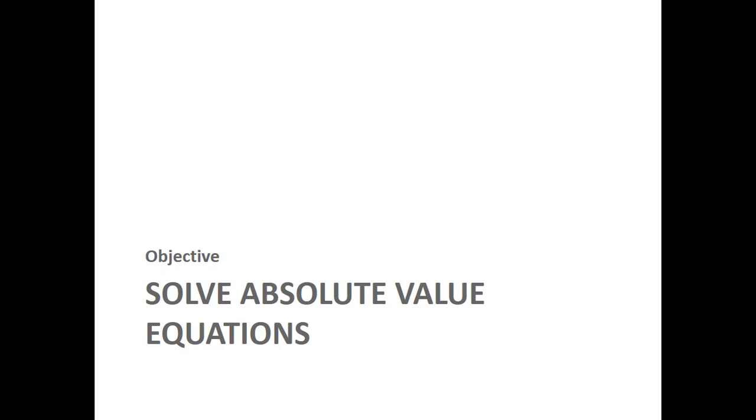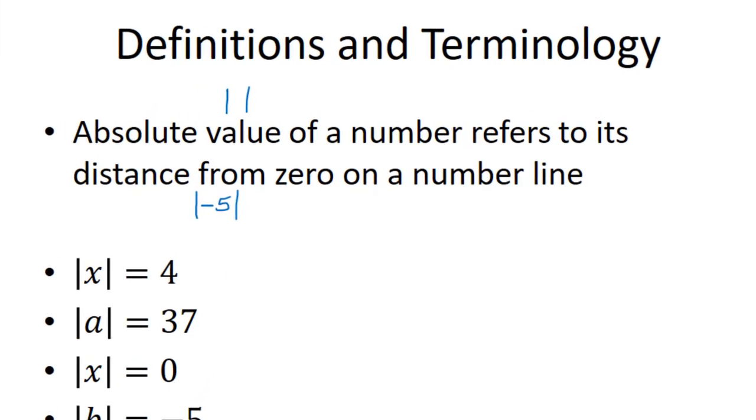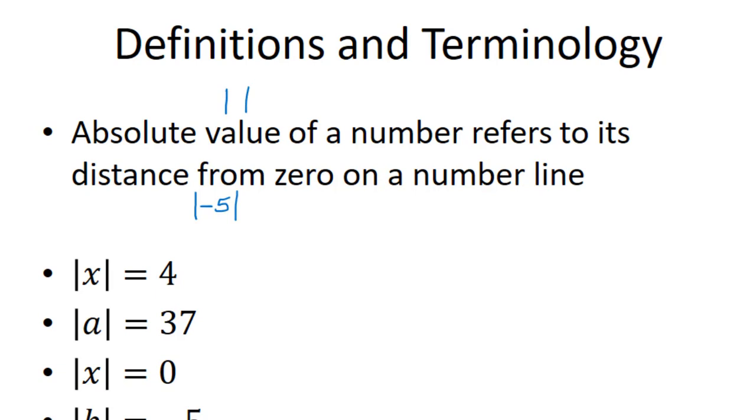In this video, we will solve absolute value equations. The absolute value of a number refers to its distance from zero on a number line. We denote the absolute value with vertical bars. So we might have the absolute value of -5, which is written with vertical bars around the -5.